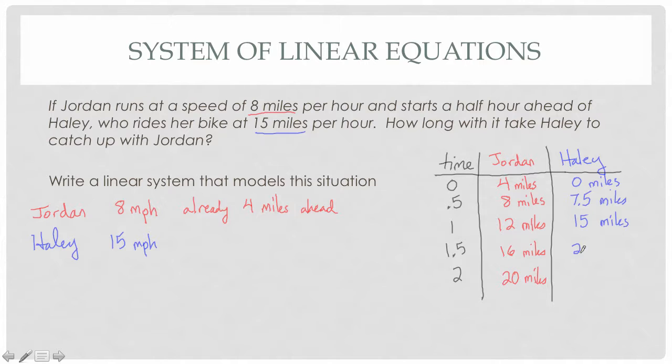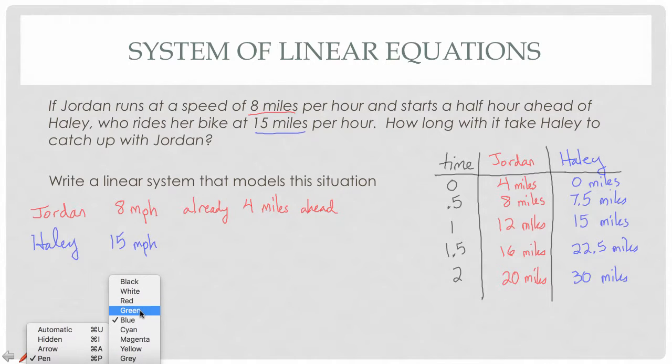After 1.5 hours, she's at 22.5 miles. And after 2 hours, she's going to be exactly 30 miles. So she caught up pretty quick. She might have a much better bike than Jordan, or might just be much stronger than Jordan. But there you go. If I had to estimate and answer this question using my graph, Haley caught up somewhere between 0.5 and 1 hour. So a little bit after half an hour of riding, she catches up with Jordan.